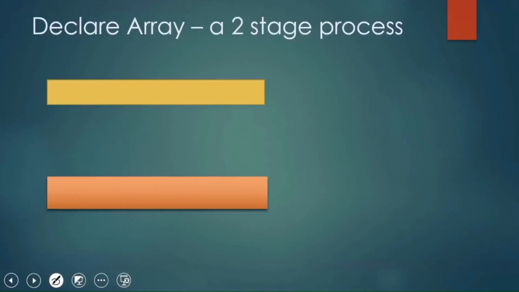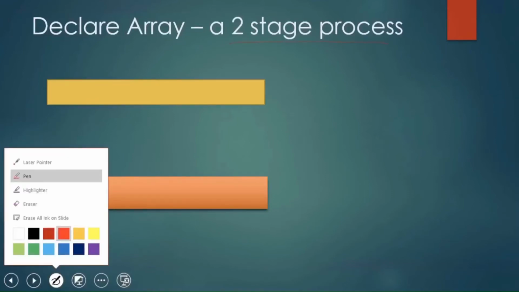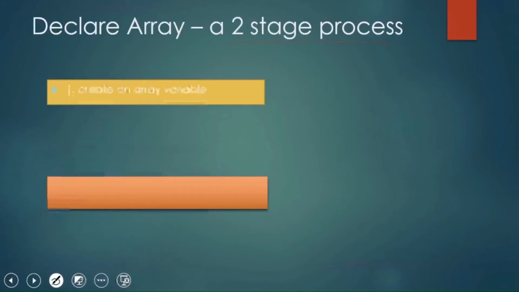Okay, now let's understand how we declare arrays. Declaring an array is a two-stage process. How we do it is, first we create an array variable. Array variables can have different data types, but each array will have values inside it of that data type only. For example, in this one we have an array whose name is salesFigure, and its data type is double. So this array is a double data type array.